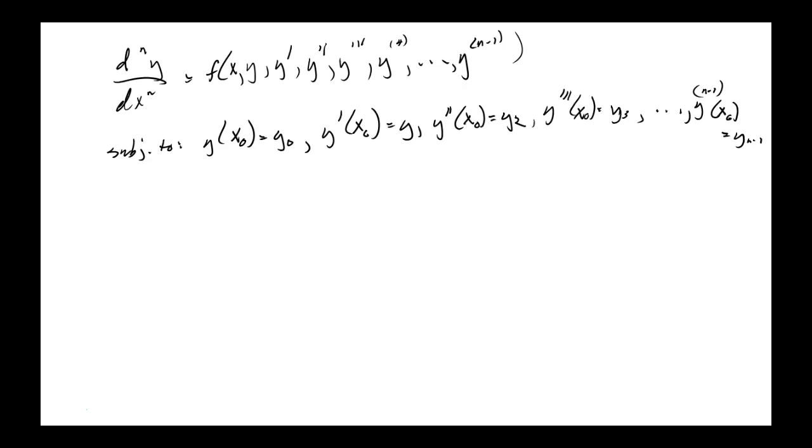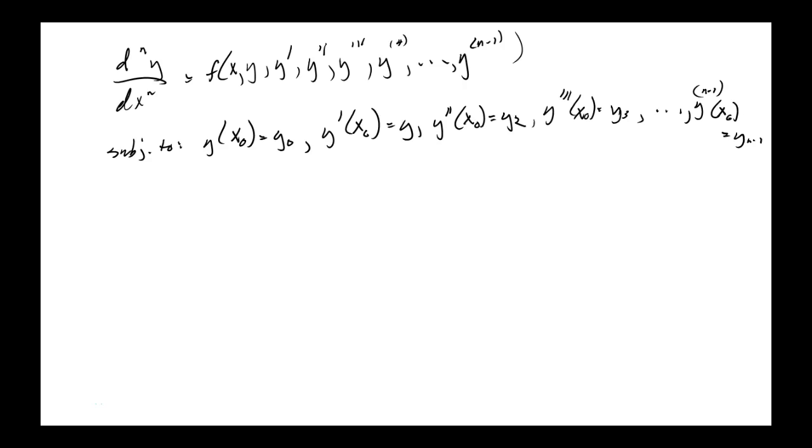Now, just a little bit more nomenclature here. This is your nth order differential equation. On this side is the nth order derivative. On this side is some function of your independent variable x, your dependent variable y, and every derivative of y up to the n minus first derivative of y, because the nth derivative is over here.